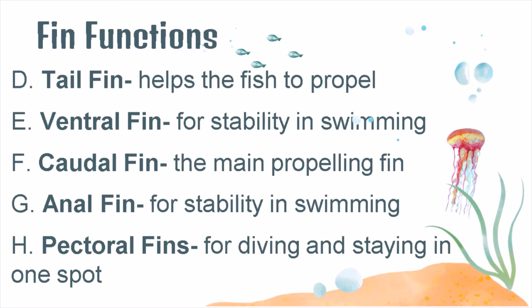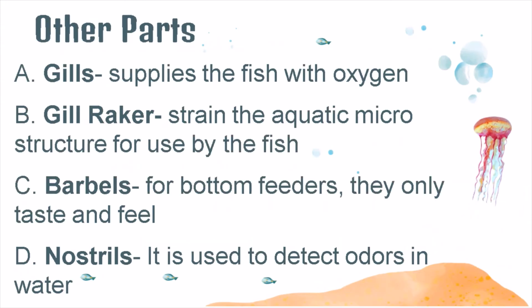Ventral fin is for stability in swimming. Caudal fin is the main propelling fin. Anal fin, just like the ventral fin, is for stability in swimming. Pectoral fins are for diving and staying in one spot. Other parts of the fish include the gills, which is mainly for breathing, the barbels for the bottom feeders, and nostrils that is used to detect odors in water.